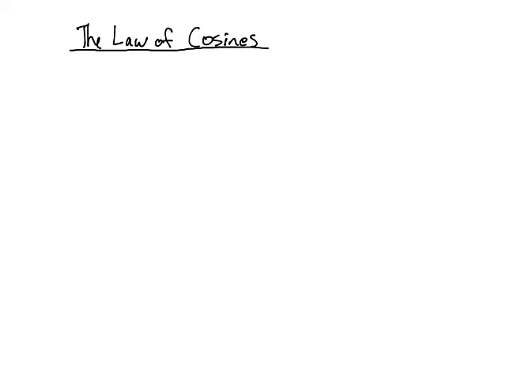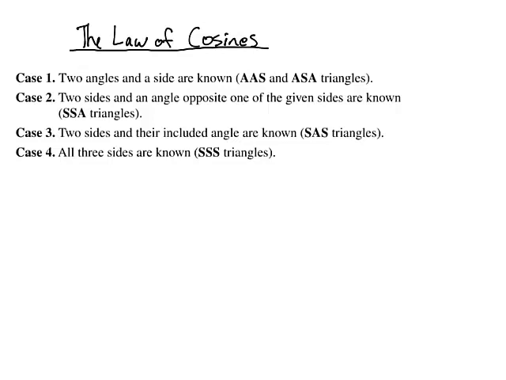In this video, we will be covering the law of cosines. So in the previous video, we saw this list of the four cases that we will encounter for solving a triangle, specifically an oblique triangle, a triangle that does not have a right angle.